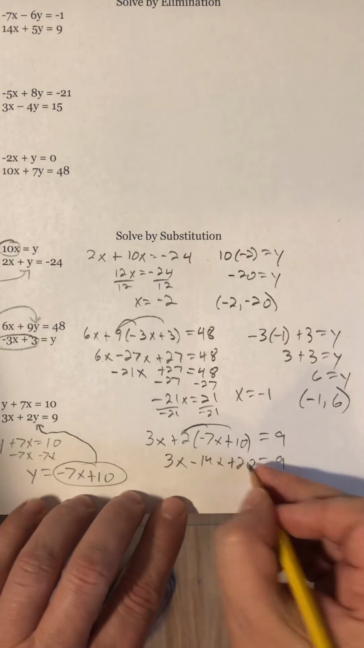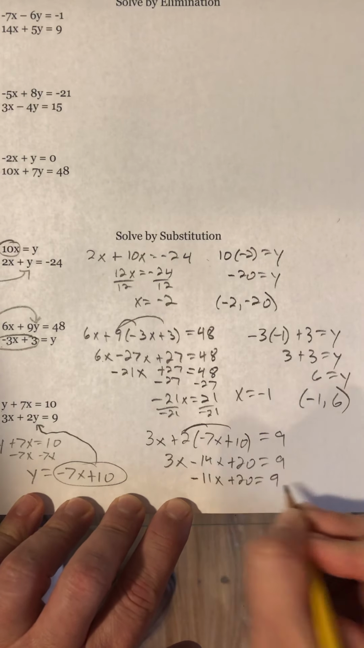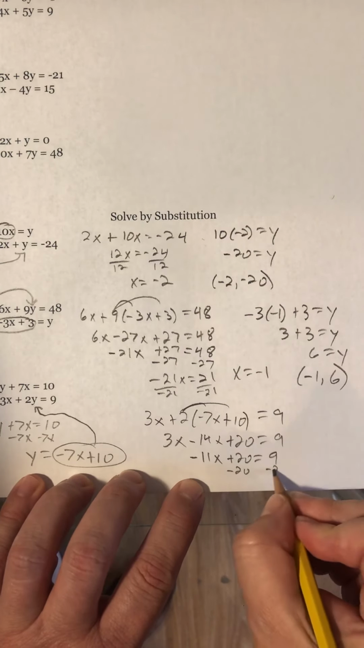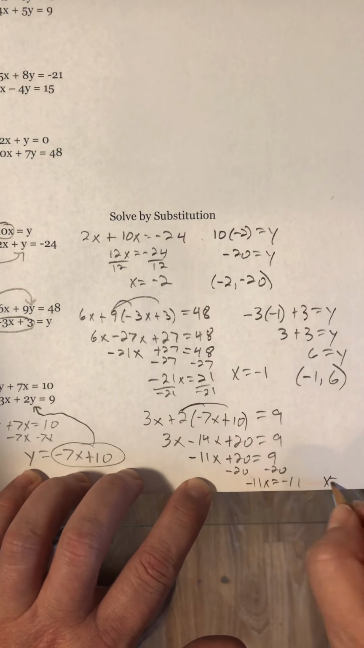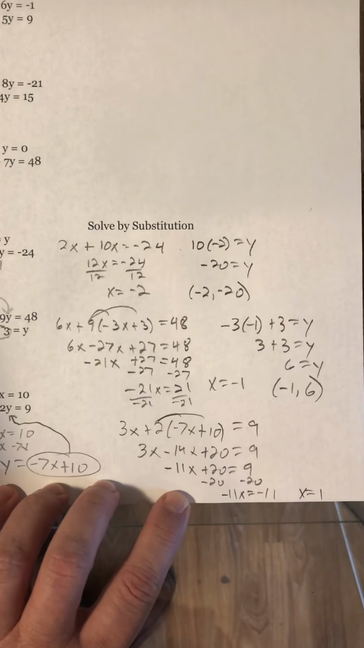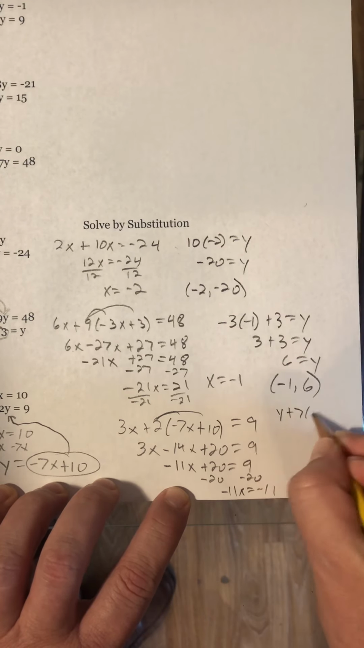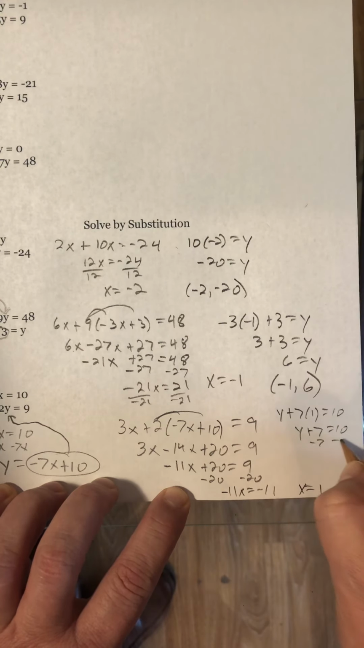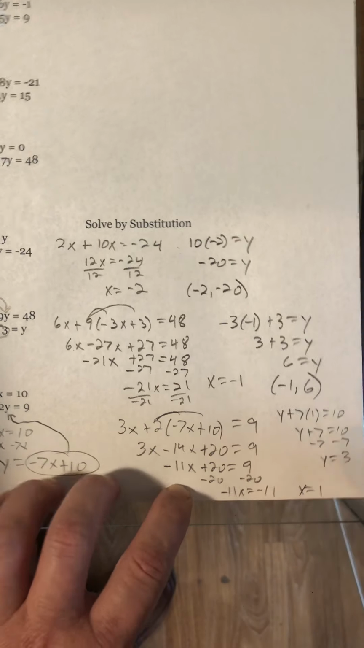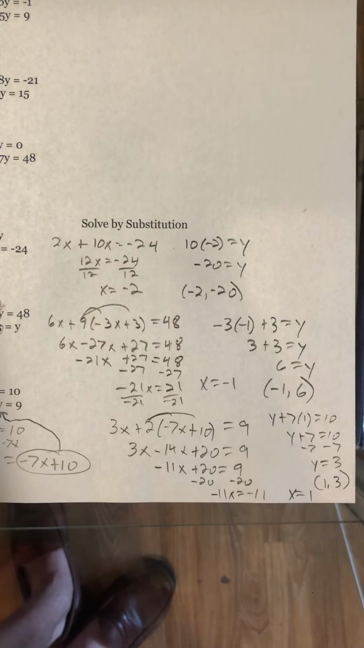Combine your like terms. Negative 11x plus 20 equals 9. And then if you subtract 20 from both sides, you get negative 11x equals negative 11. So that means that x has got to equal 1. Okay? So now that you know that x equals 1, you can plug that into the other equation and solve for y. y plus 7 times 1 equals 10. So y plus 7 equals 10. And if you subtract 7 from both sides, y equals 3. So your solution is 1 comma 3. So that's how you solve using substitution.